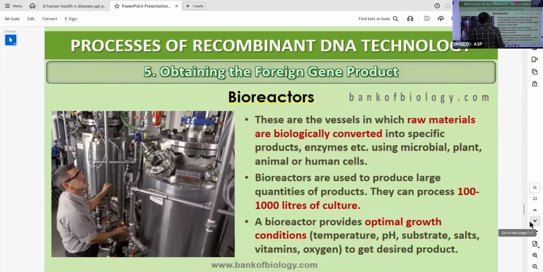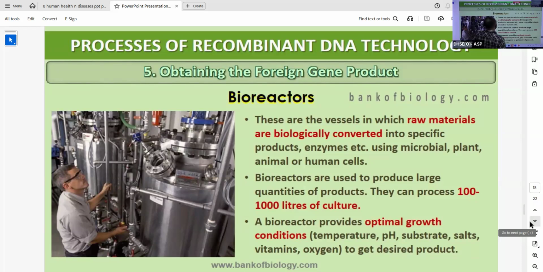Now look at this. These are the vessels or containers in which raw materials are biologically converted into specific products, that is enzymes etc., using microbial, that is bacterial forms of plants, animals or even human cells. Okay, bioreactors are used to produce large quantities of products.